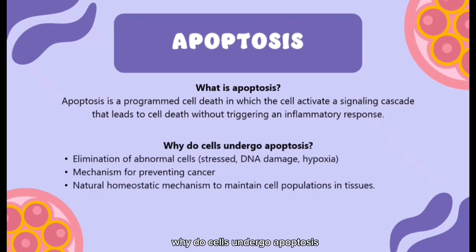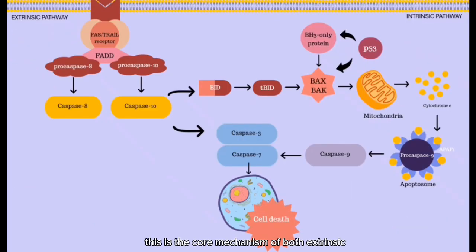Why do cells undergo apoptosis? To eliminate abnormal cells, such as those with stressed DNA damage and hypoxia; it is a mechanism for preventing cancer and a natural homeostatic mechanism to maintain cell populations in tissues. This is the core mechanism of both extrinsic and intrinsic pathways in the normal regulation of cell apoptosis.